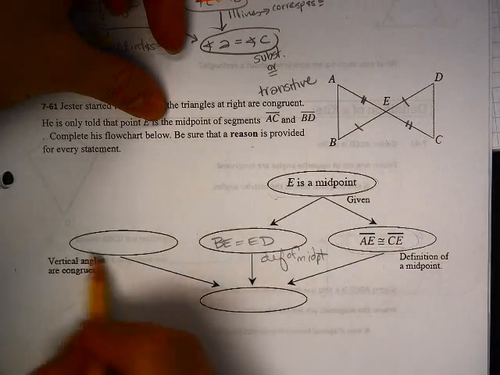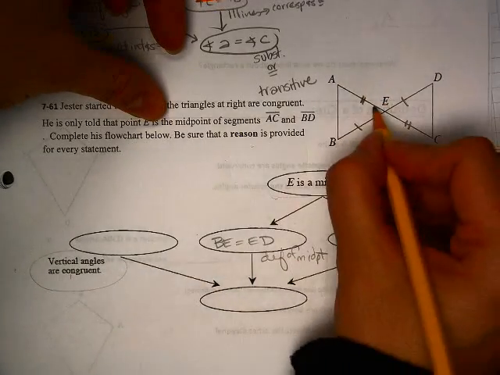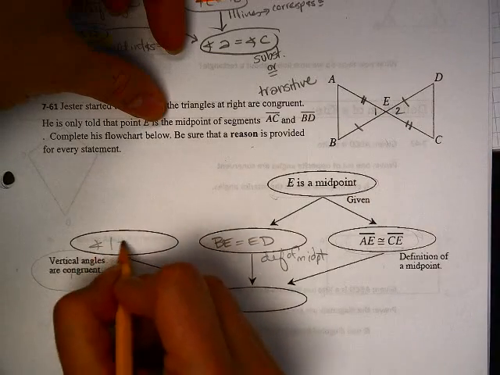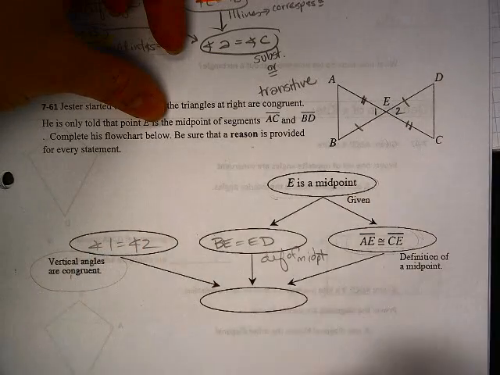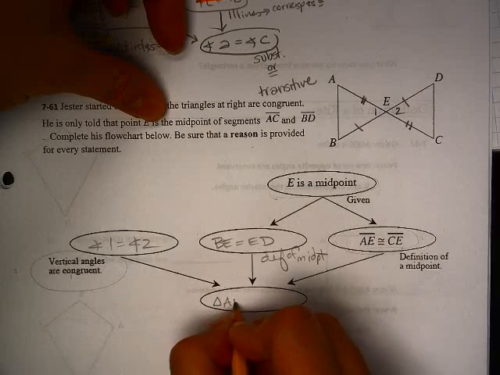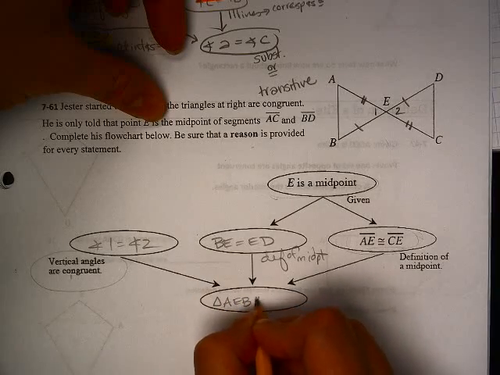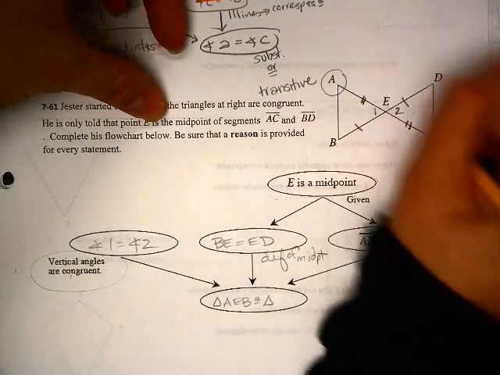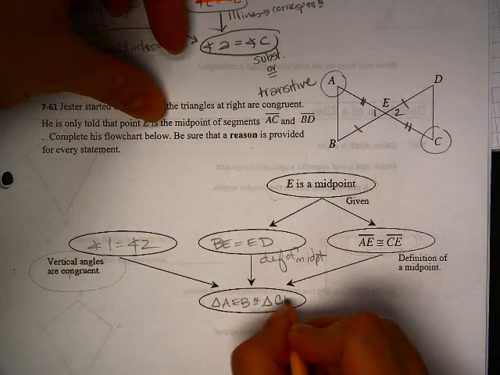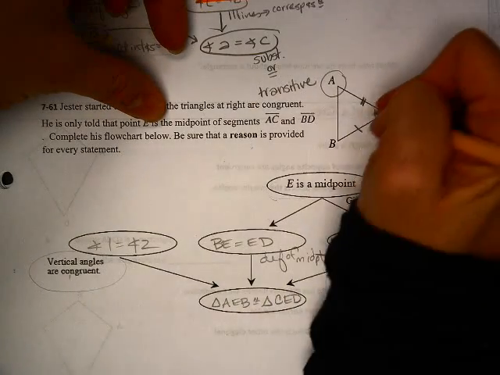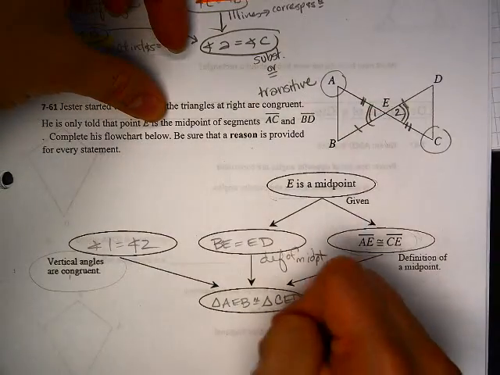And looking at the triangles, I've got vertical angles are congruent, so I'm going to just put numbers in here. Angle 1 equals angle 2. And then I can say triangle AEB is congruent to triangle. This guy goes with this guy, be careful. And my reason would just be SAS.